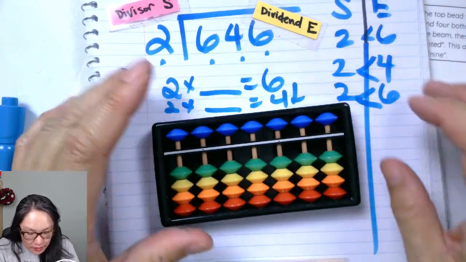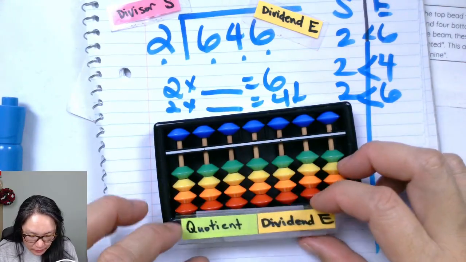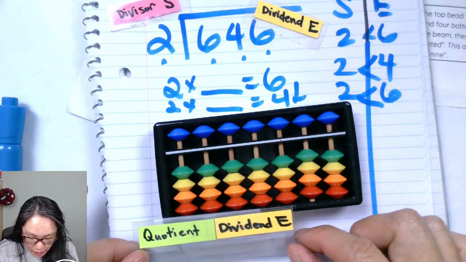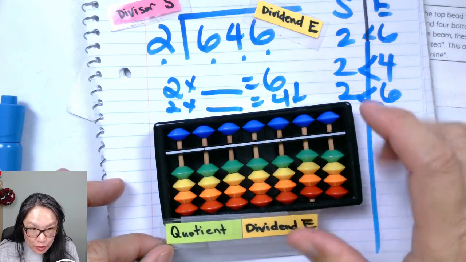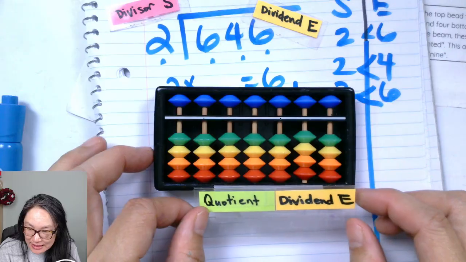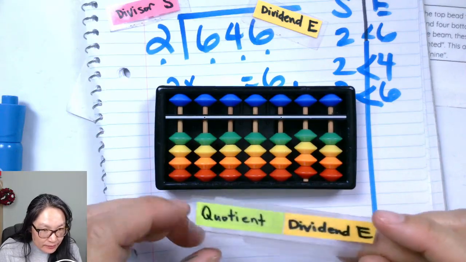But yeah, division is a little bit tricky. The thing is to make sure that we understand the quotient and the dividend moves as we subtract. It will continue to move and it will keep ascending, if that makes sense.